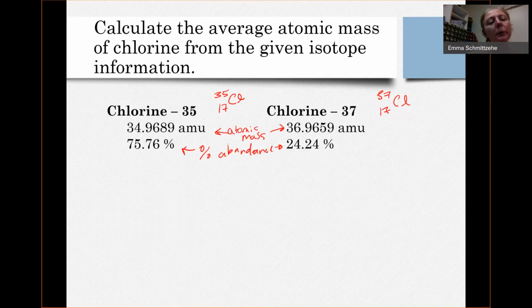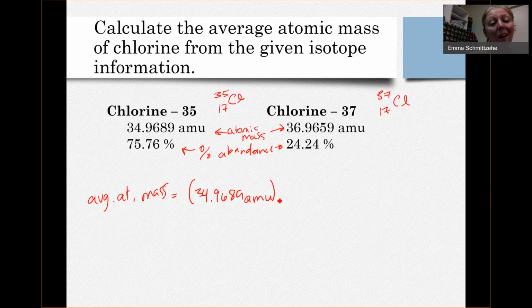What we would do is take the percentage of each of those times their mass, and then sum the results together to get the average atomic mass. So the average atomic mass, I'm going to abbreviate that, is going to be equal to the mass of one isotope, 34.9689 AMU for the chlorine 35, times its percent abundance.